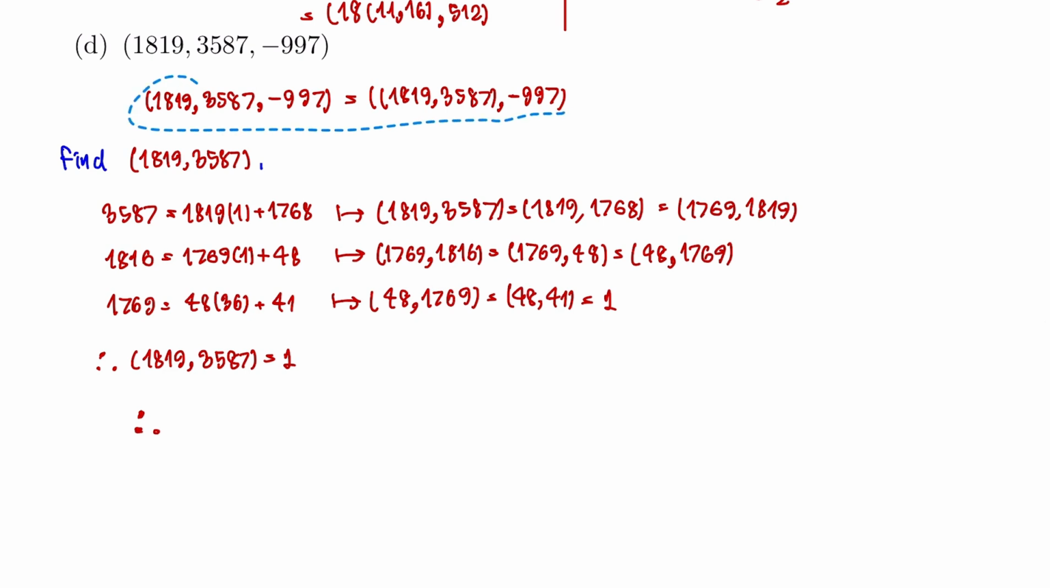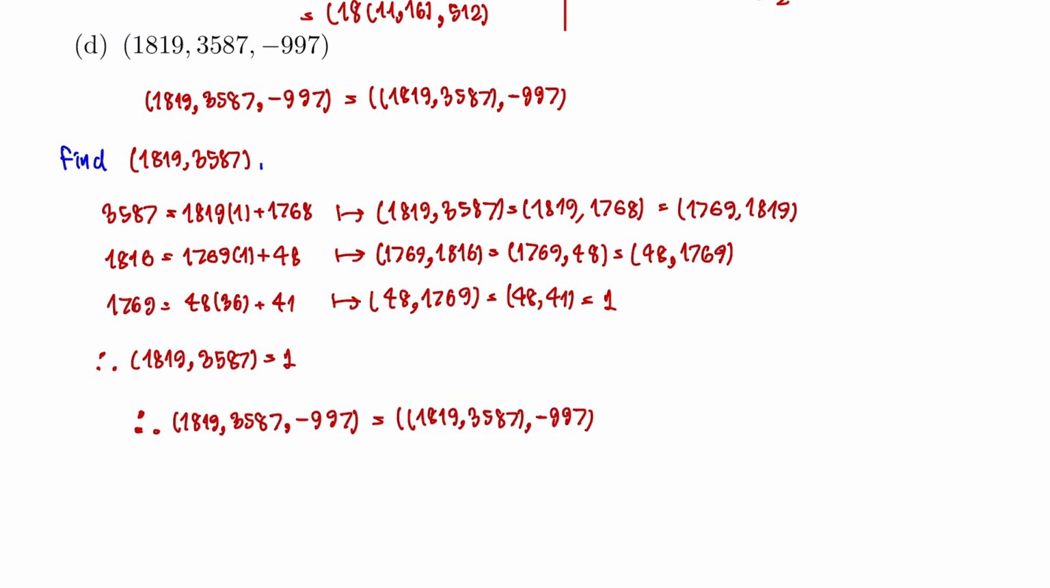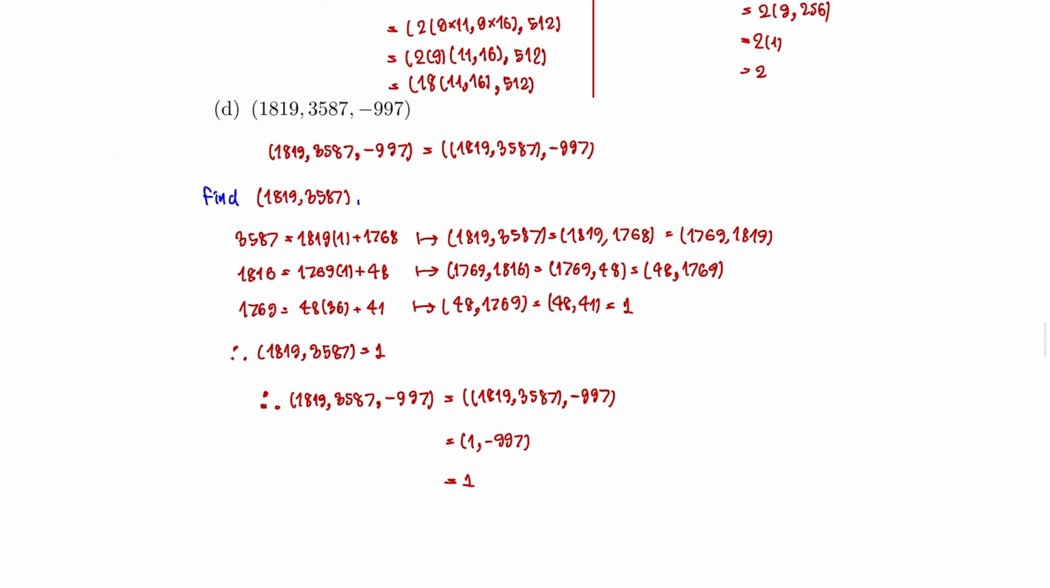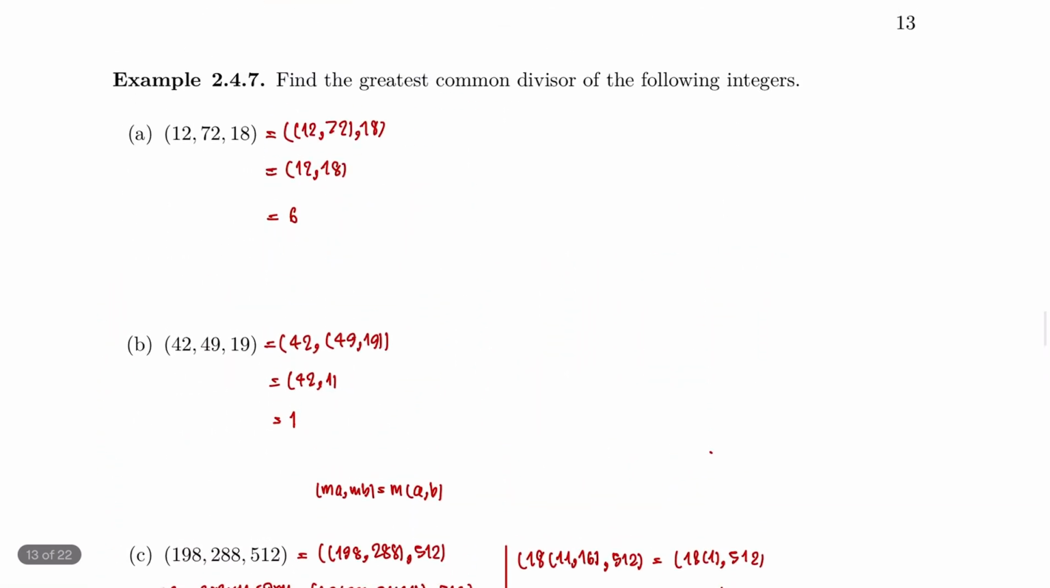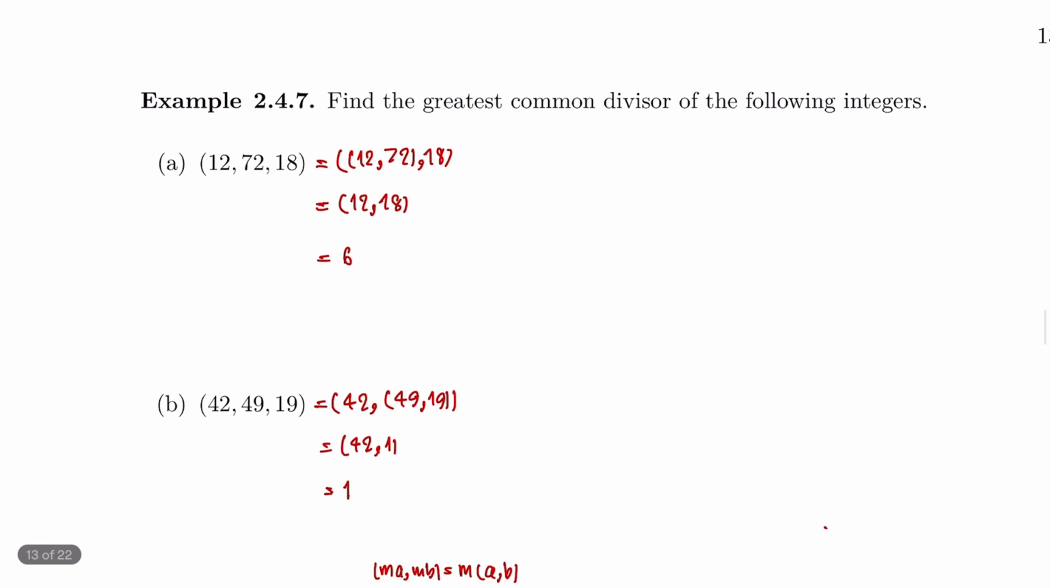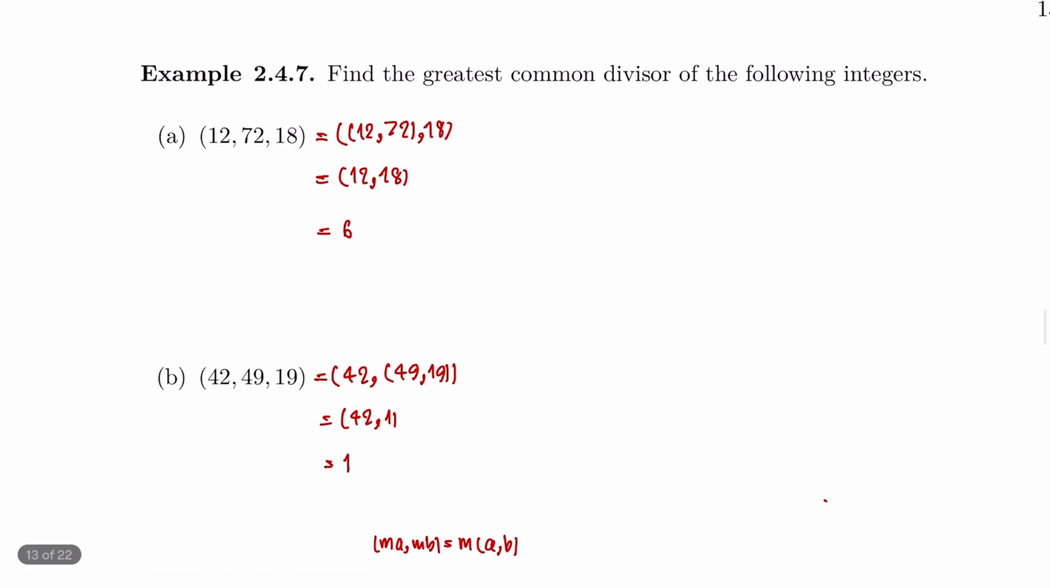Now let's move faster. This one right here becomes the greatest common divisor of 1 and minus 997, and it turns out to be just 1. That's it. And this is how to find the greatest common divisor of more than 2 numbers. You might start with the greatest common divisor of just 2 numbers. Okay, and that's it for this video.